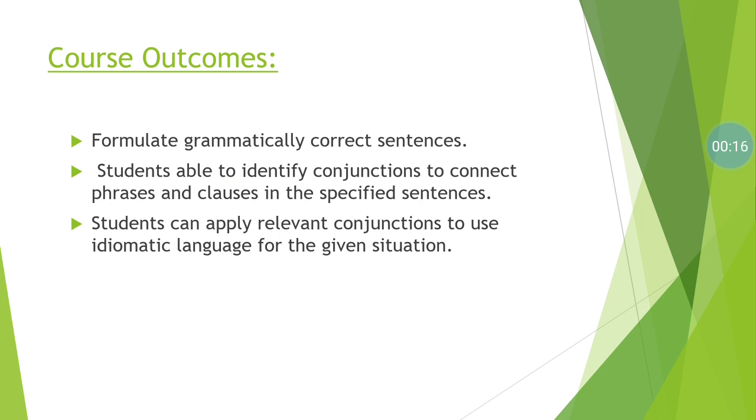Course outcomes. After watching this video, students will achieve the following learning outcomes from this topic. Number 1, students formulate grammatically correct sentences. Students are able to identify conjunctions to connect the phrases and clauses in specified sentences. Students can apply relevant conjunctions to use idiomatic language for the given situation. These are the learning outcomes we will achieve after completion of this topic.